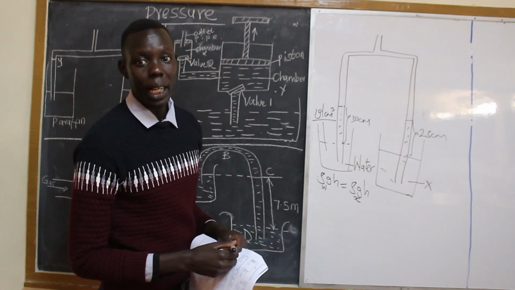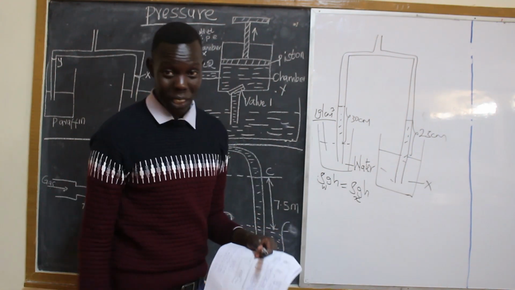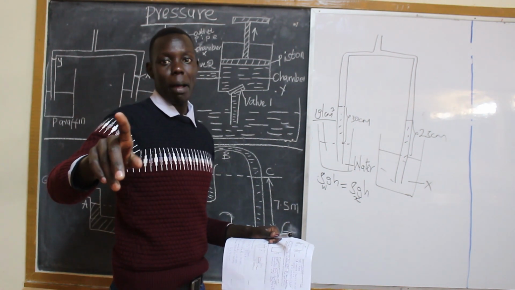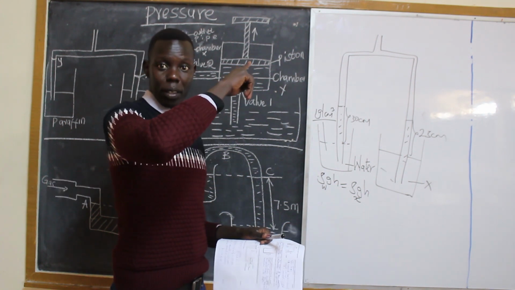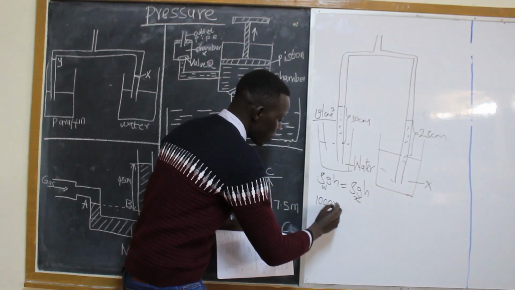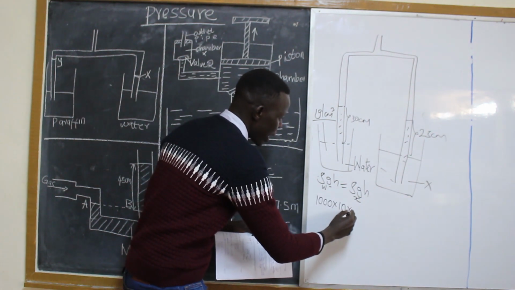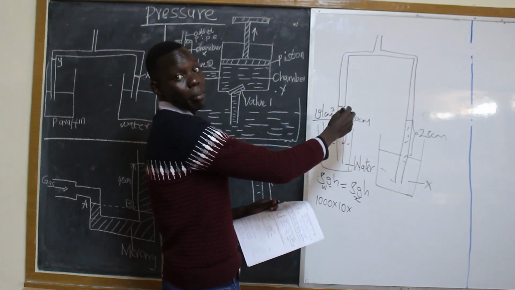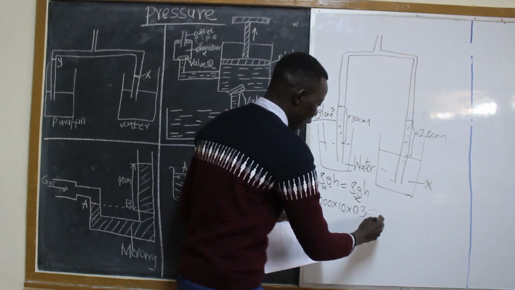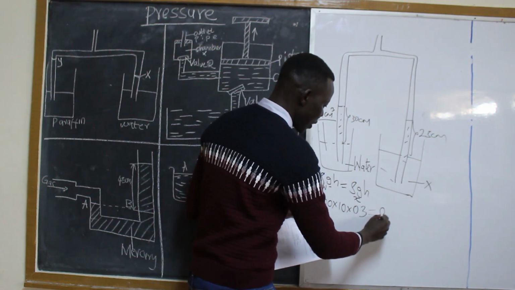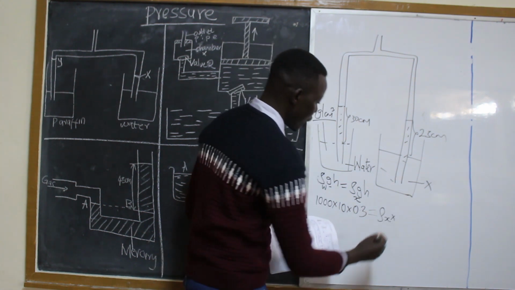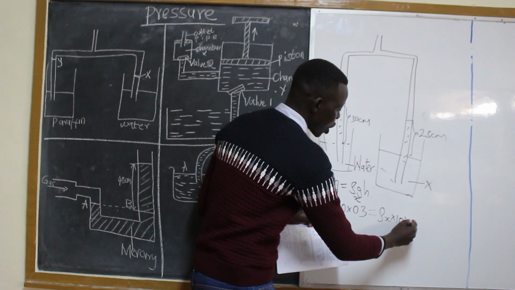Now let's replace what is replaceable. 1 gram per centimeter cubed is 1000 kilogram per meter cubed. Why am I converting to 1000 kilogram per meter cubed? Because it is the SI unit of density. So I will have 1000 times G, which is always 10, times H. 30 centimeters, make it meters, 0.3, is equal to density of X times G, which is 10, times H, which is 0.25.